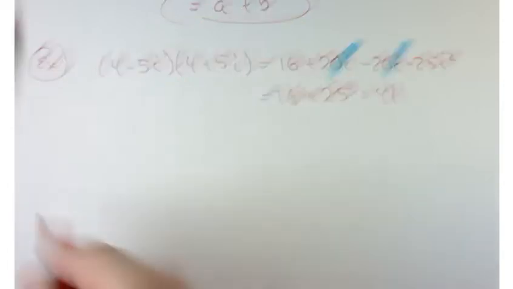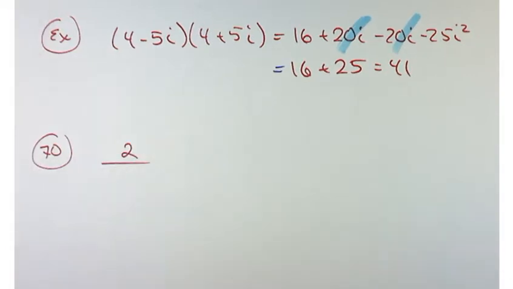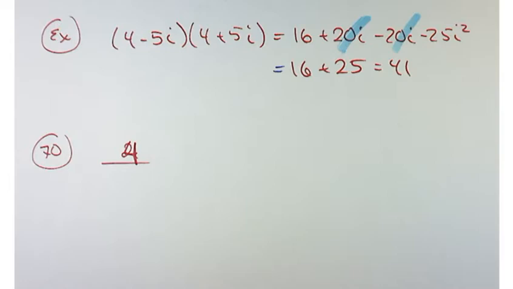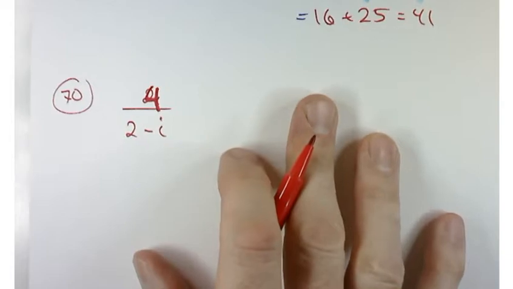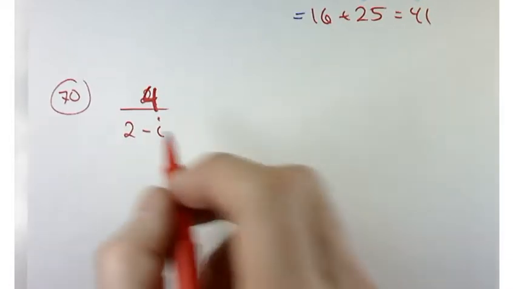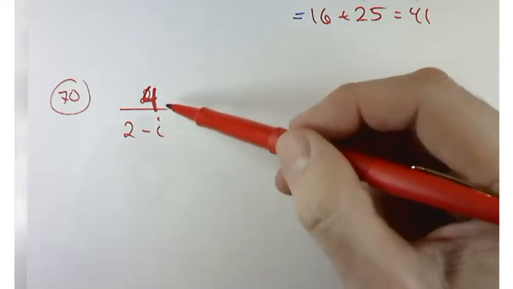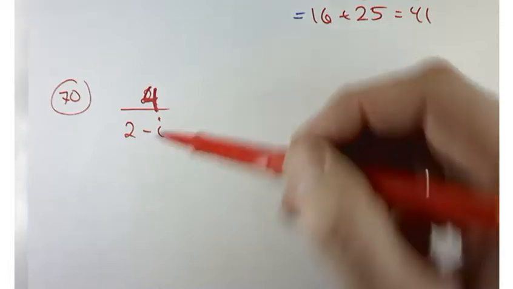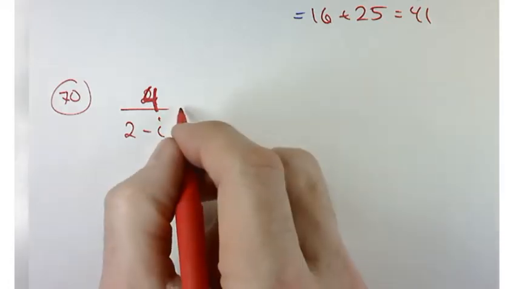So let's try problem number 70. Oops, not 2, it's a 4. All right. 4 divided by 2 minus i. Well, technically speaking, this is the square root of negative 1 in the denominator. Not that you should ever revert back to writing it as the square root of negative 1. Just leave it as i. But that is a square root in the denominator. We don't like square roots in the denominators. So I need to get rid of that.